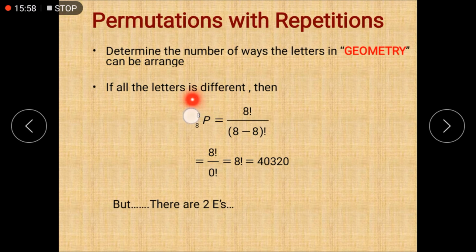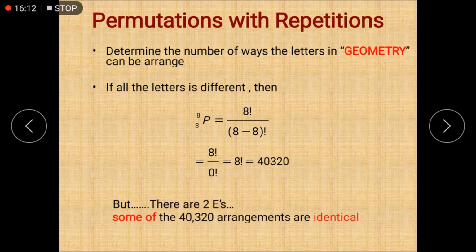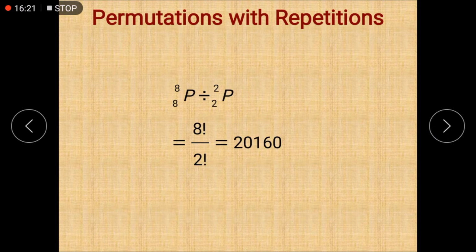So suppose if there is no repetition, we will use 8P8. Then we will get this much. But please, there are 2 E's repeated. So we have to eliminate some of the arrangements, because some of the possible outcomes in this 40,000 are identical. They are the same. So how to delete? We use division. We will divide by the number of the same ones.